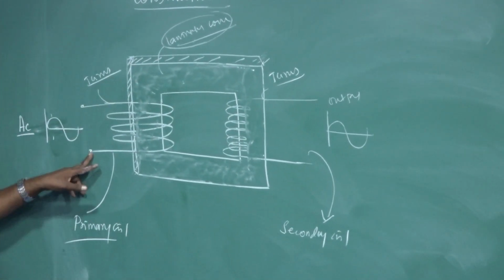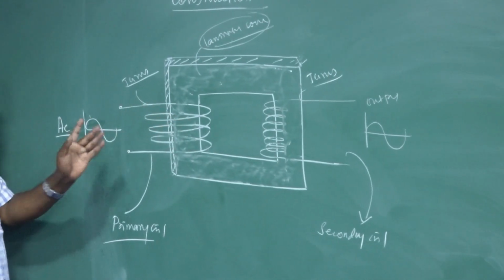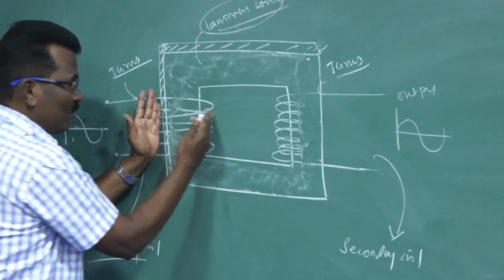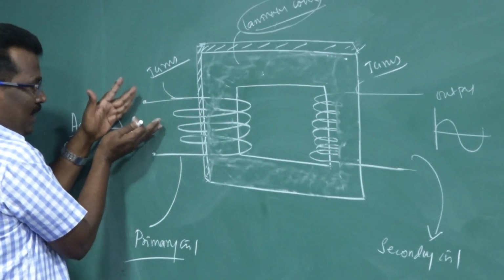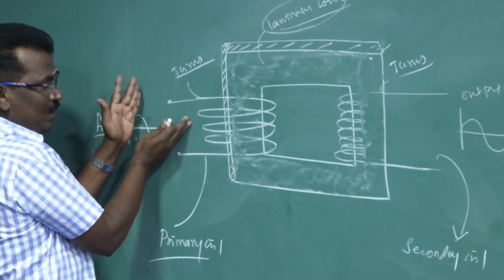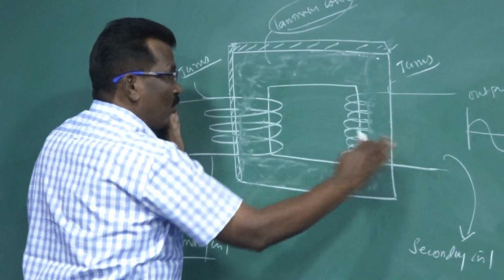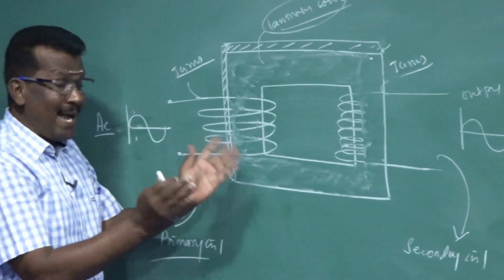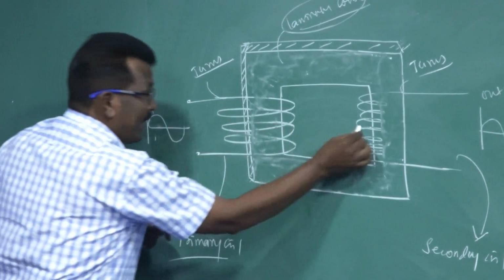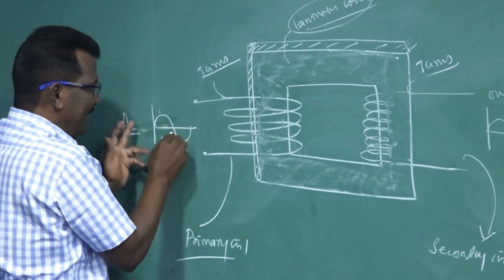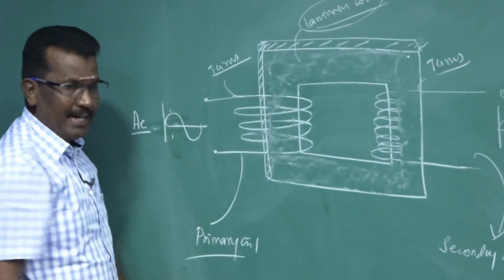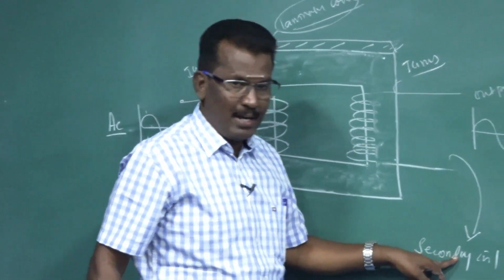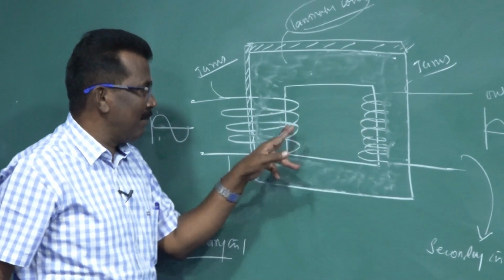There are two sets of turns which are electrically insulated, and they are not in contact with one another. One is connected to one end of the laminated core, the other to the other end. Both are not connected, but electrically insulated and magnetically linked. Where the input is given is called the primary coil. Where the output voltage is taken out is called the secondary coil. The number of turns in the primary coil and secondary coil are not equal.